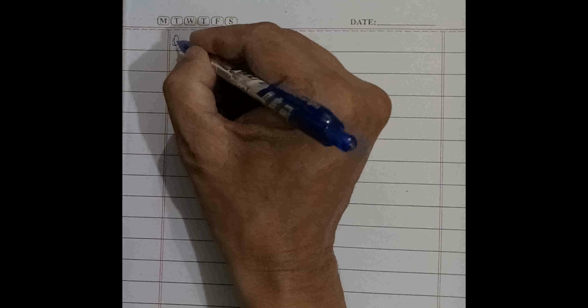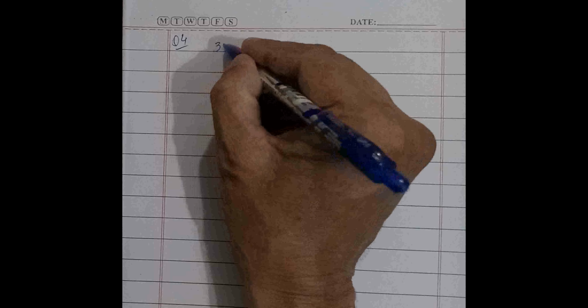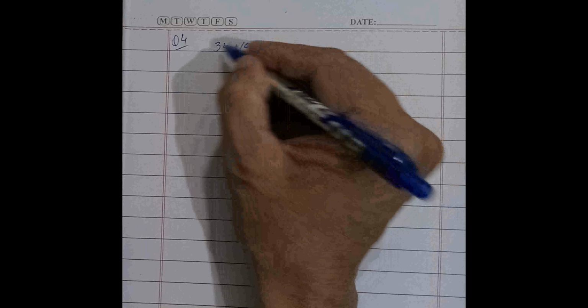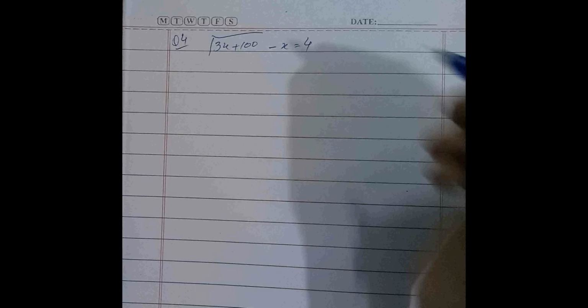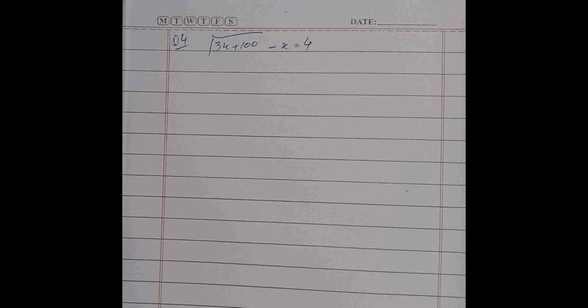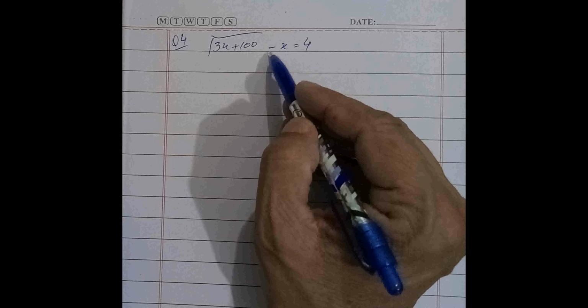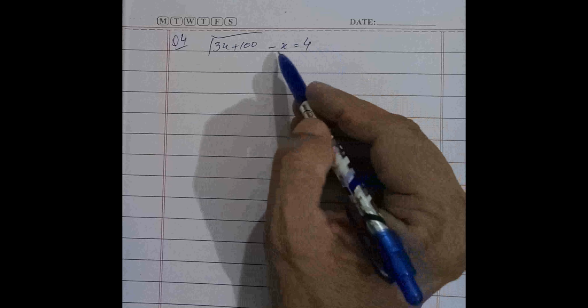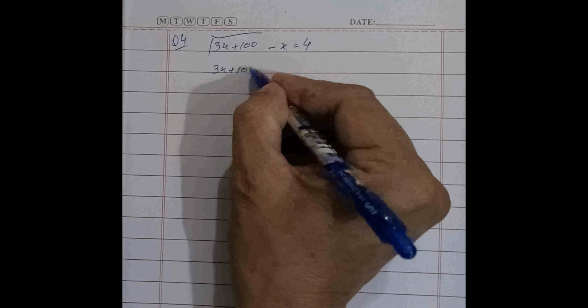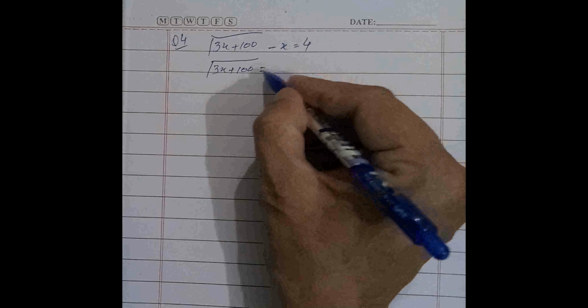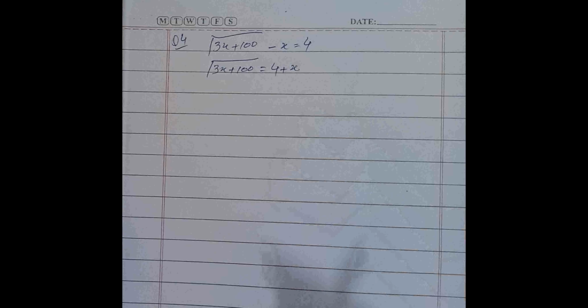Let's start. Question number 4, whose values are square root of 3x plus 100 minus x is equal to 4. Now we start to solve. First of all, we shift minus x to the right side, and we get square root of 3x plus 100 is equal to 4 plus x.